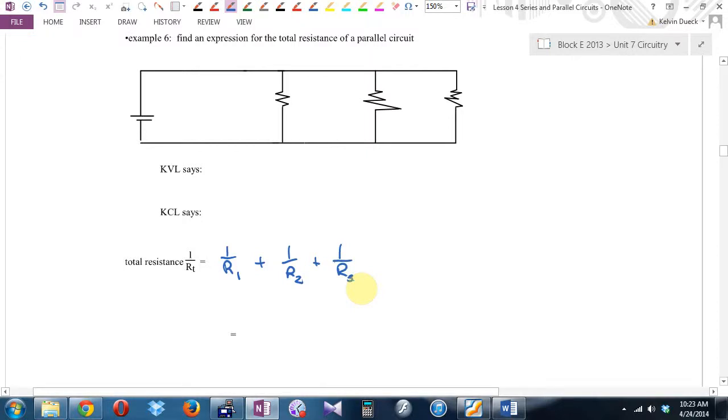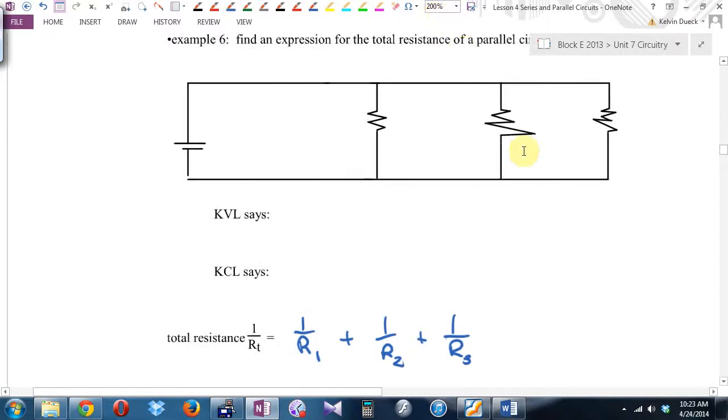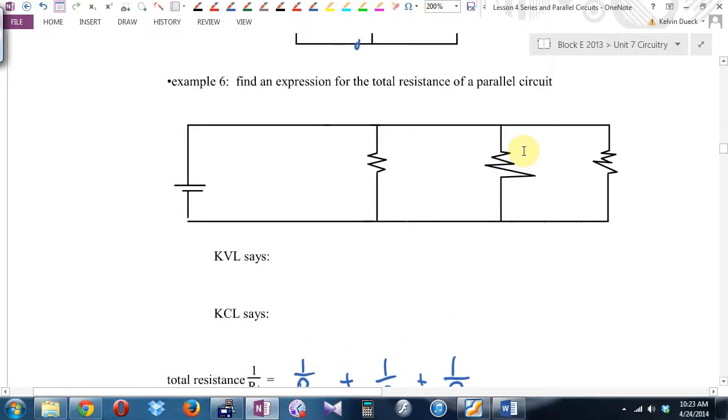In other words, looking at this circuit up here, let's make the left-hand resistor 4 ohms. The middle resistor 4 ohms. And the right-hand resistor 8 ohms. And just for fun, let's make this battery 48 volts.